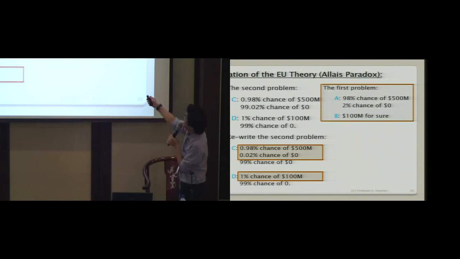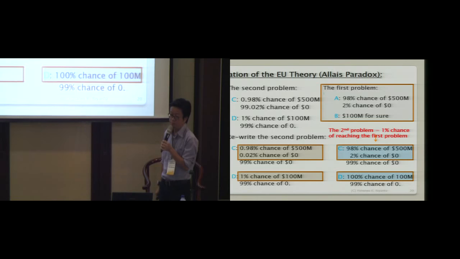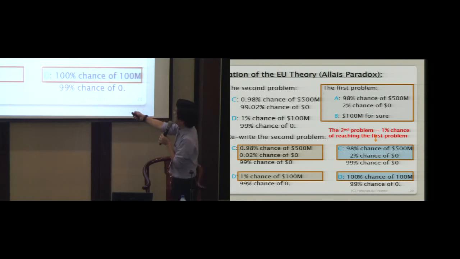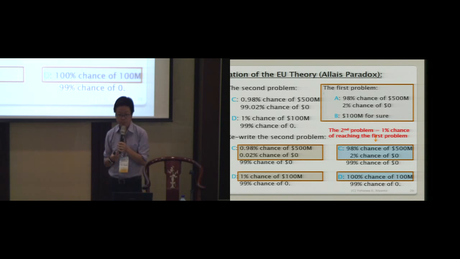So that second problem, this one here, is the same as saying you have 1% chance of getting this. If you have 1% chance of getting this, you have exactly that. Okay? So the second problem is exactly the same as 1% chance of reaching the first problem. So they both are the same, but you construct it.